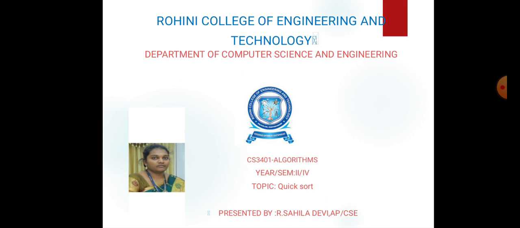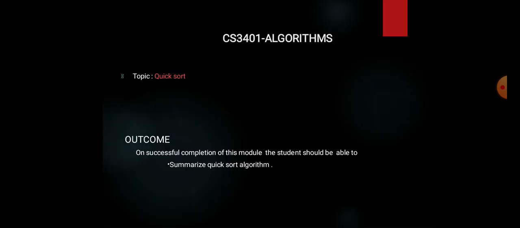Today we are going to discuss the subject CS3401 Algorithms. In this subject, we are going to discuss the topic quicksort. The outcome of learning this topic is: on successful completion of this module, the student should be able to summarize the quicksort algorithm.